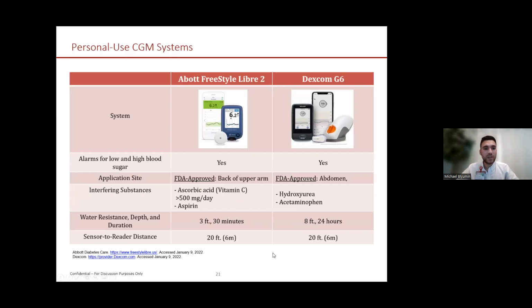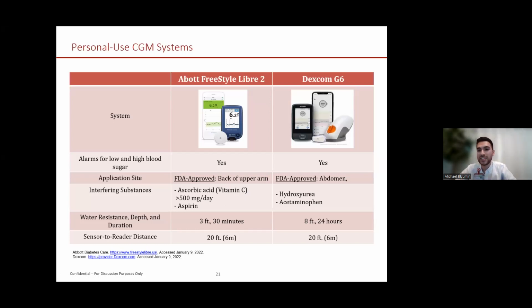Now, some other things you might want to note: both of these systems offer alarms for low and high blood sugar. The site that you put it on is different. We only really use mostly the FDA approved site. There are some off-label sites, but we try not to use them if we don't need to. For the Libre, the FDA approved site is the back of the upper arm, kind of where the tricep is, where we have a little bit of subcutaneous fat to attach it to. And for the Dexcom, it's the abdomen.